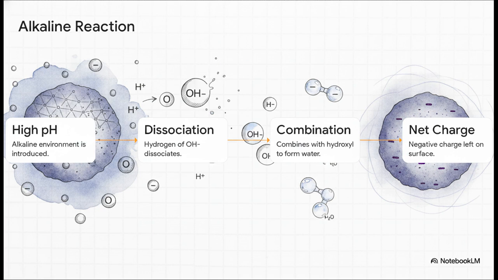Let's see how this builds chemically step by step for a high pH environment. Step 1, a high pH environment is introduced. Step 2, the hydrogen of the OH- group on the crystal lattice dissociates. Step 3, that free hydrogen links up with hydroxide ions to form water. And finally, step 4, because that hydrogen just left, a negative charge is left hanging on the colloidal surface. It's a straight-up sequential reaction driven entirely by the ambient pH.